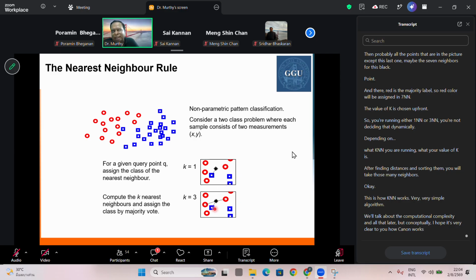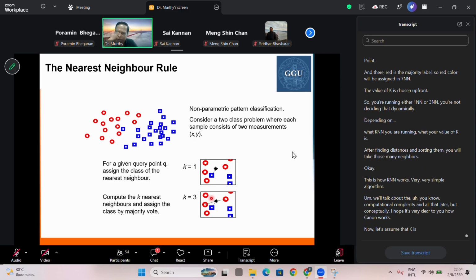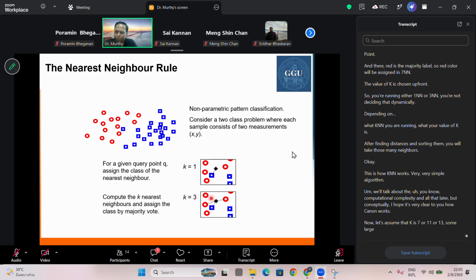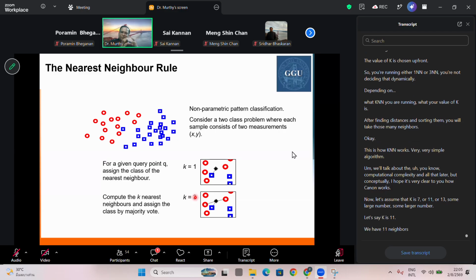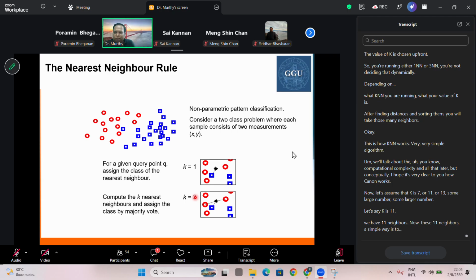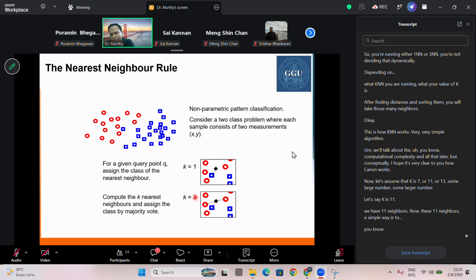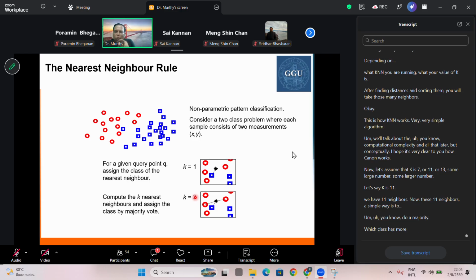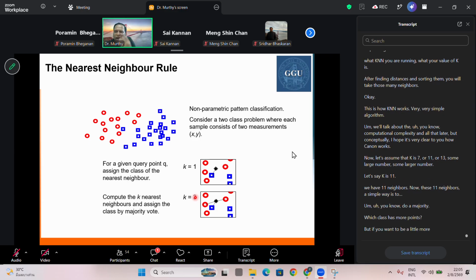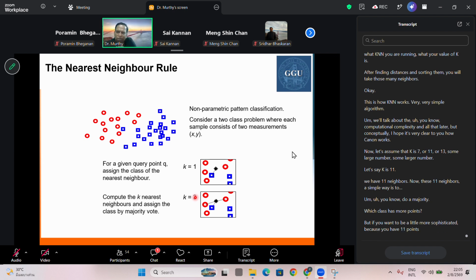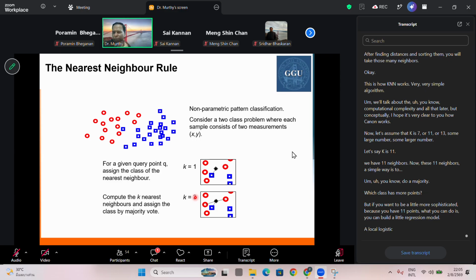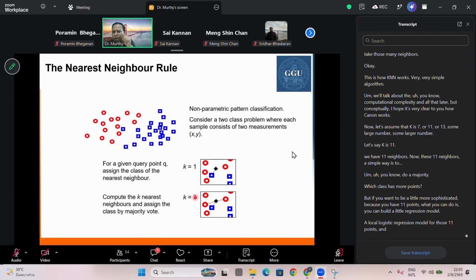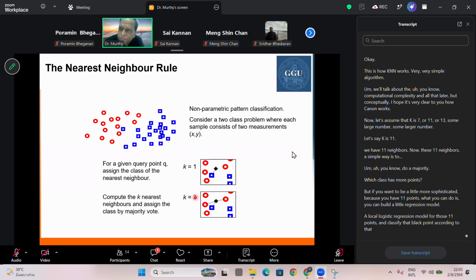Now let's assume that k is 7 or 11 or 13, some larger number. Let's say k is 11. We have 11 neighbors. A simple way is to do a majority rule. Which class has more points? But if you want to be a little more sophisticated, because you have 11 points, what you can do is build a little regression model, a local logistic regression model for those 11 points, and classify the black point according to that logistic regression.